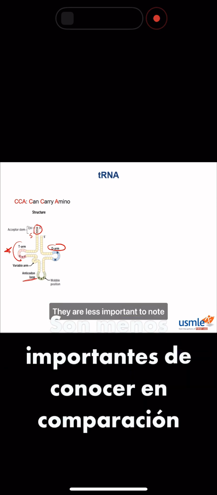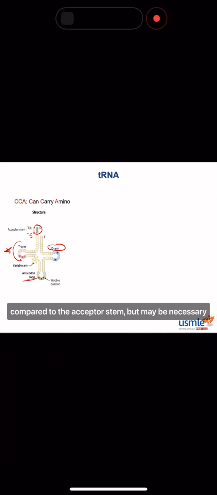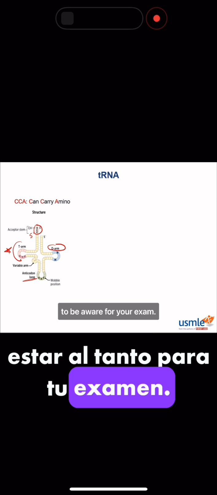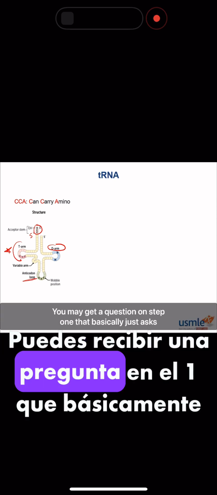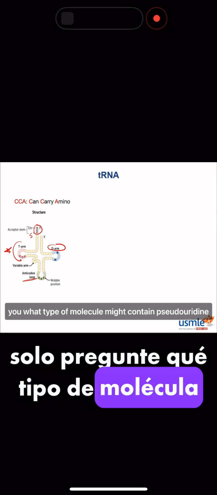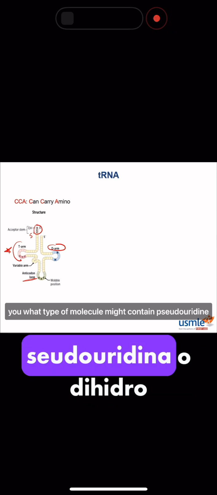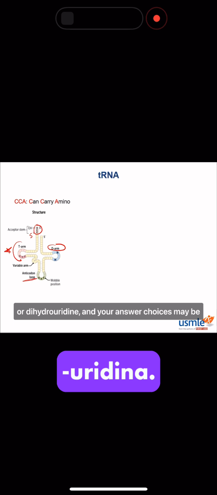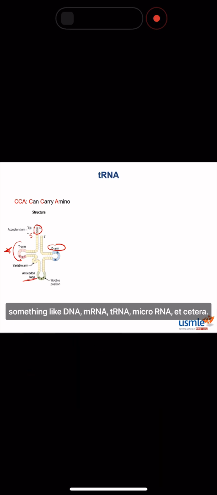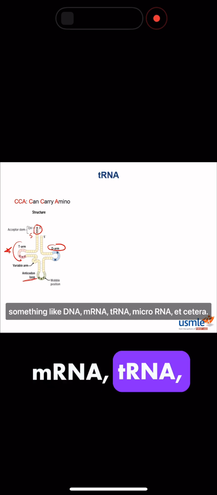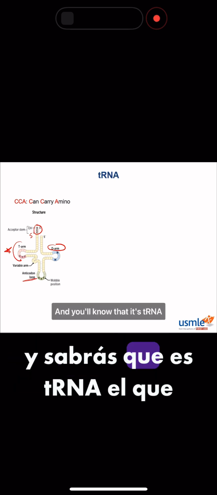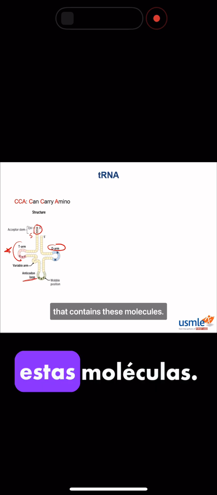They are less important to know compared to the acceptor stem, but may be necessary to be aware of for your exam. You may get a question on Step 1 that basically just asks you what type of molecule might contain pseudouridine or dihydrouridine, and your answer choices may be something like DNA, mRNA, tRNA, microRNA, etc., and you'll know that it's tRNA that contains these molecules.